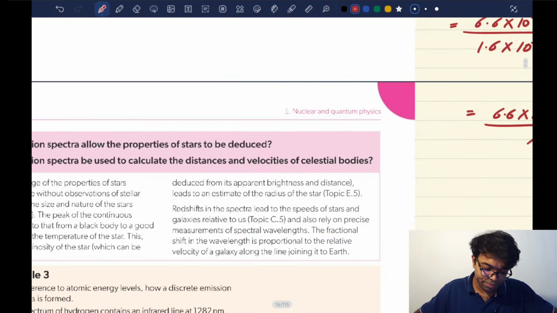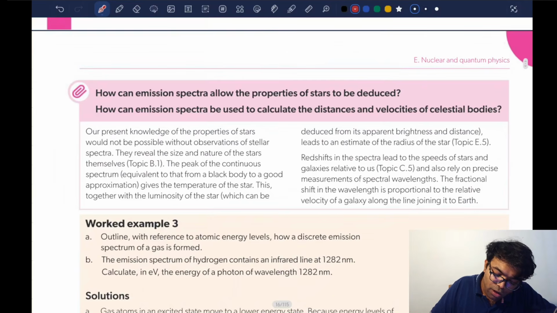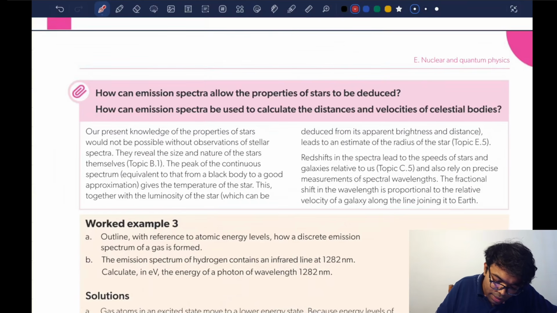So the next topic. How can emission spectra allow the properties of stars to be deduced? How can emission spectra be used to calculate the distance and velocities of celestial objects? Now, our present knowledge of the properties of stars would not be possible without observation of stellar spectra. They reveal the size and the nature of stars themselves.